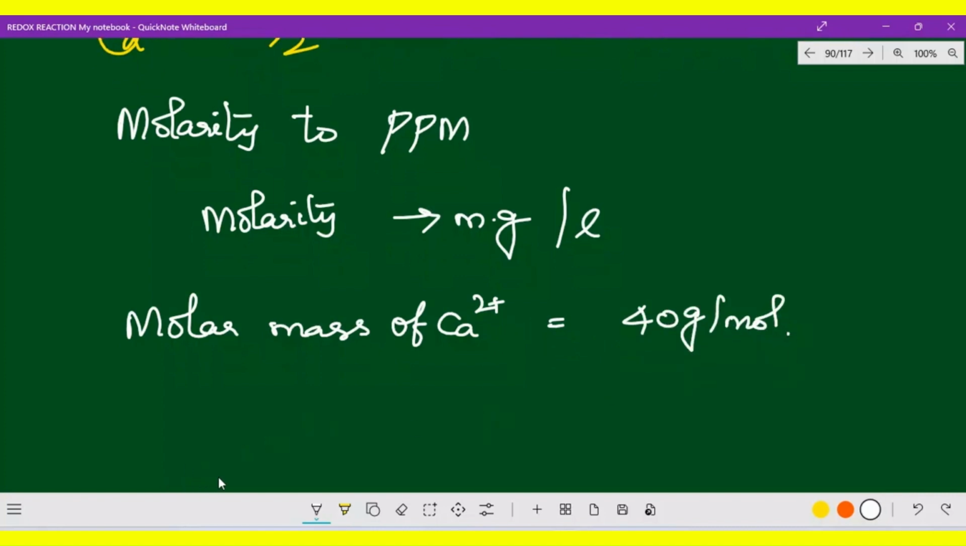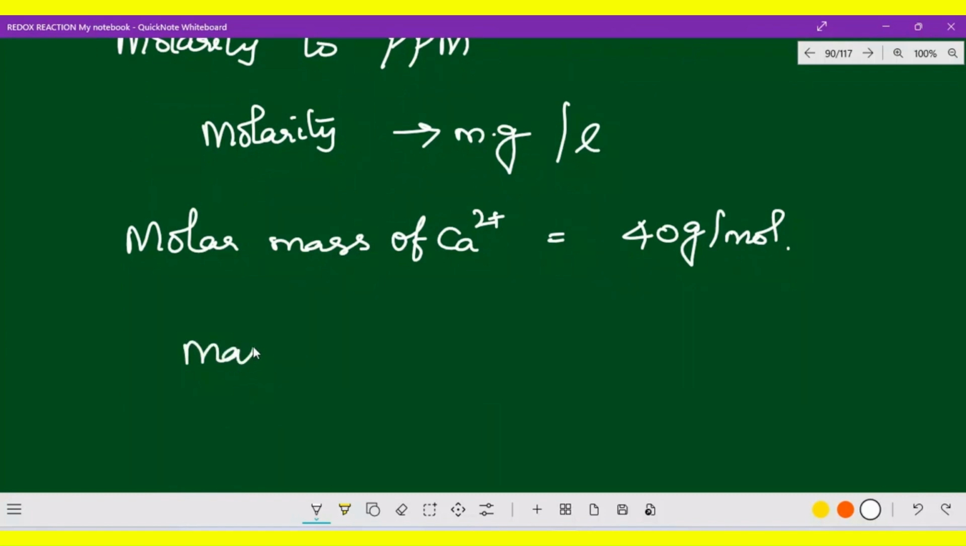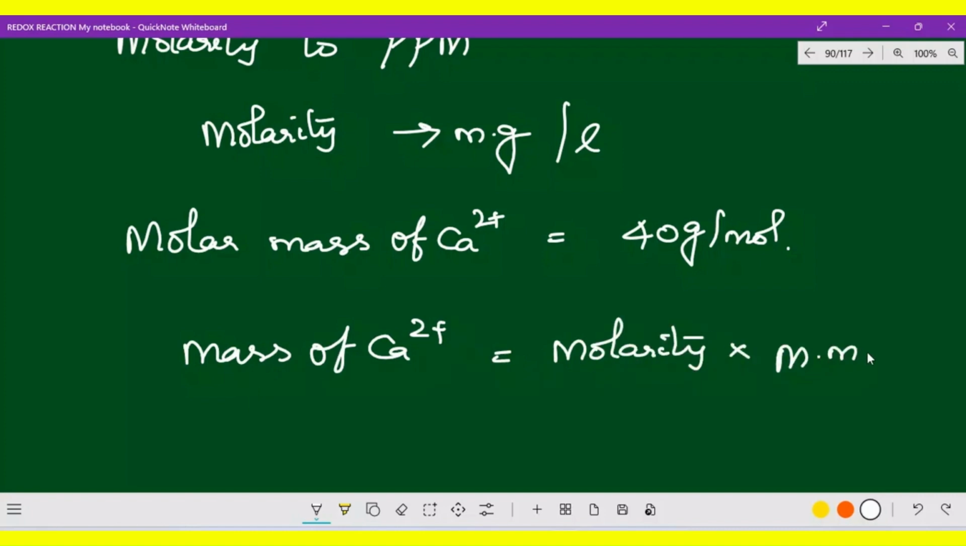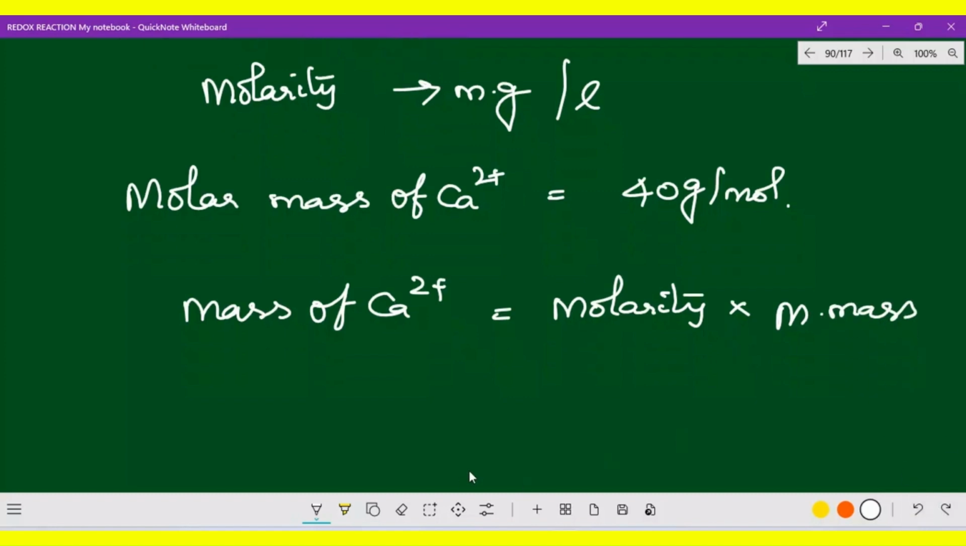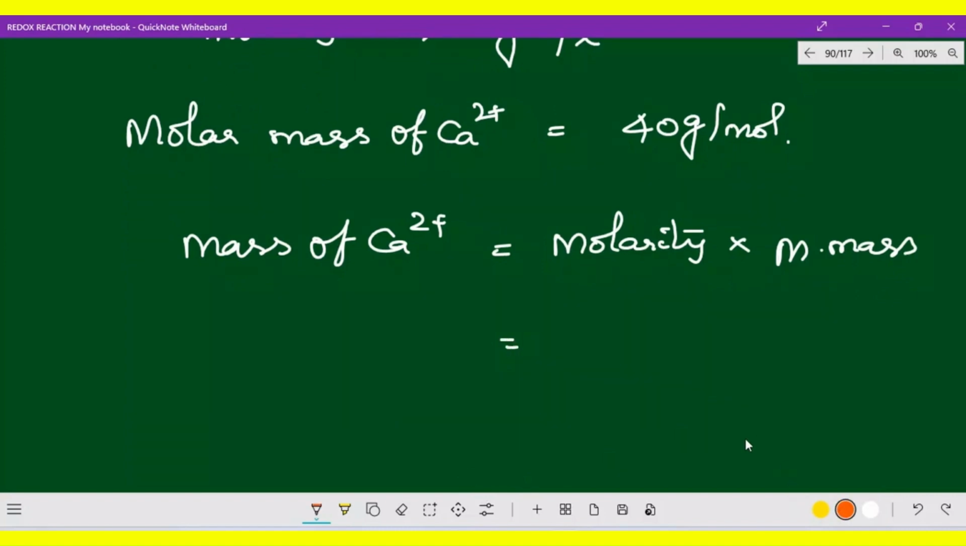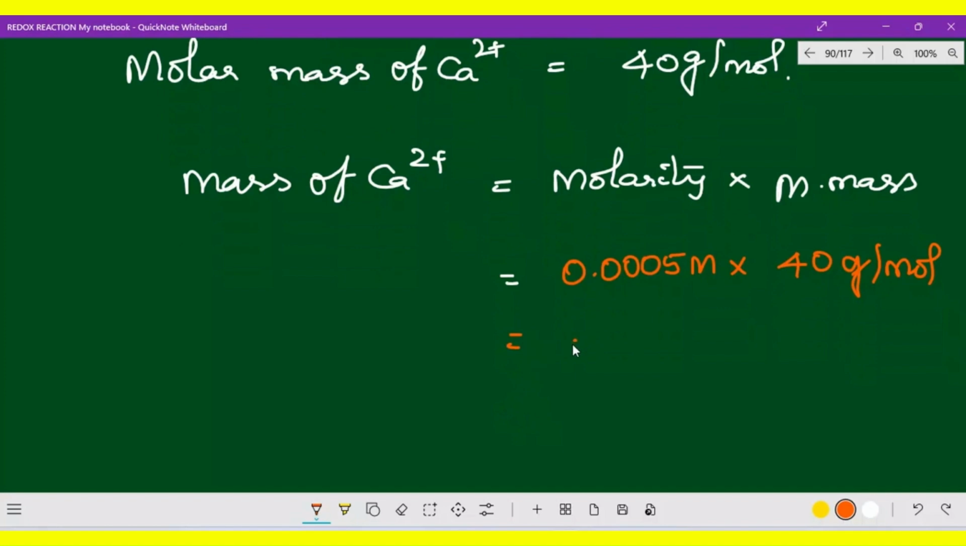Right, now here, mass of Ca2+ equals molarity into molar mass. Molarity we just found: 0.0005 molarity into molar mass, which is 40 gram per mole. So you will get the mass, 0.02. So the mass of calcium is 0.02 gram. I hope you got that idea.